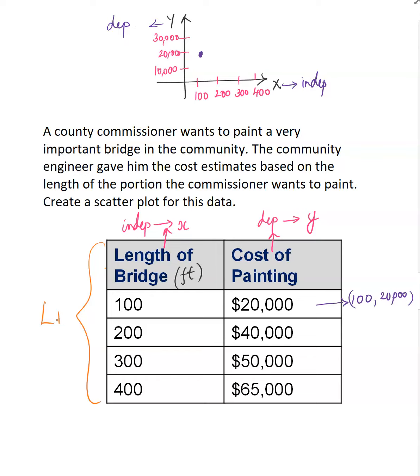So type 100, punch in 100 and hit enter. That takes you to the next row. Then type 200 and hit enter, and so on, right? And then enter this information in L2. Once you're done with these, you want to go to the STAT-Plot.